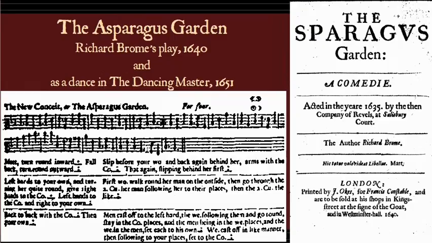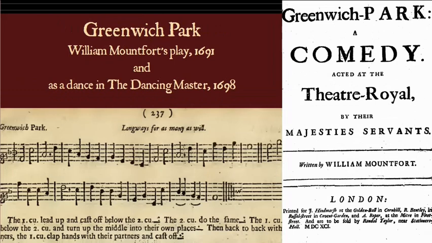Richard Broome's play, The Sparagus Garden, was also first performed in the 1630s. But it was revived in the 1660s, and it seems the likely source of the dance Asparagus Garden, which is found in the 1670 edition of The Dancing Master. The Asparagus Garden itself was situated south of the Thames in Lambeth Marsh, and it was known as a place for lovers to meet.